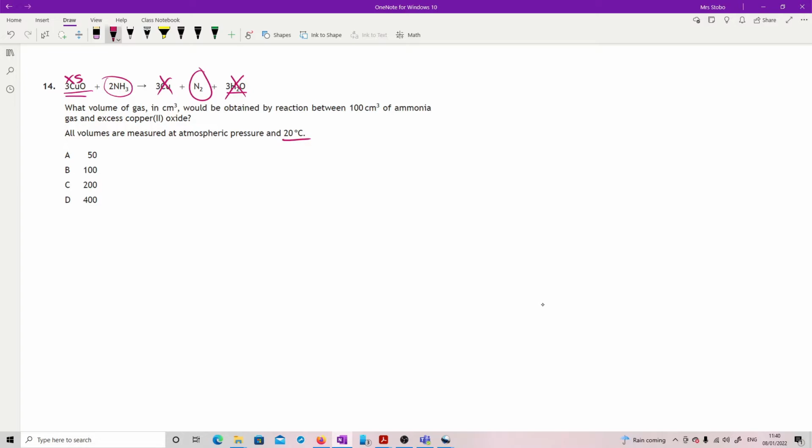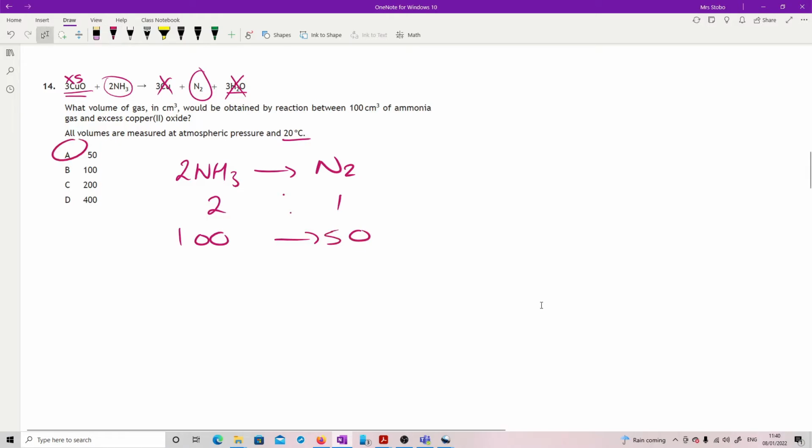Since we're looking at gases, we can treat volumes as moles, effectively. So we've got 2NH3 goes to N2. That's a 2 to 1. That was 100 centimetres cubed. That is 50. That's all you had to do.